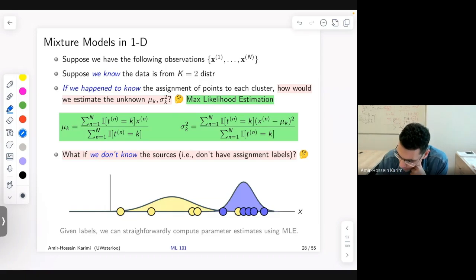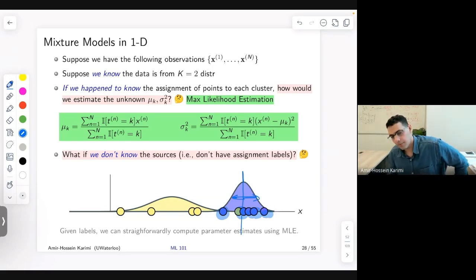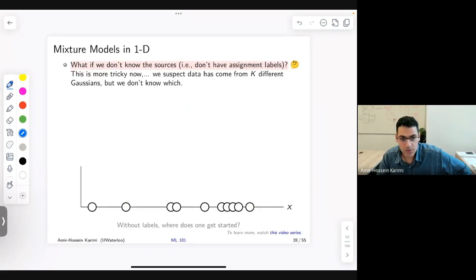So based on the 5 blue points that I have here, I can estimate the mean of the best fitting Gaussian as that point and the variance as the variance of that Gaussian. Similarly for the yellow class. Now this assumed that we knew which of the points were assigned to which cluster. So what if we don't know the sources? What if we don't have the assignment labels? This is now a bit more tricky because we have to make additional assumptions. We suspect that data can come from K different classes, but we don't know which.